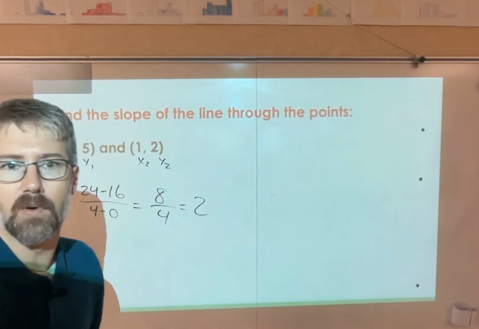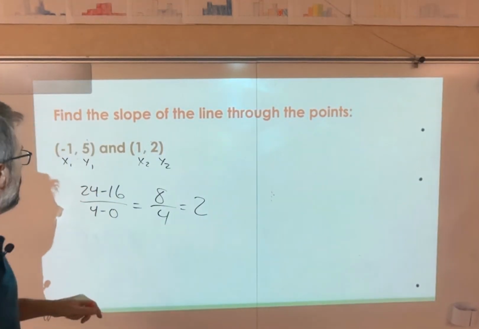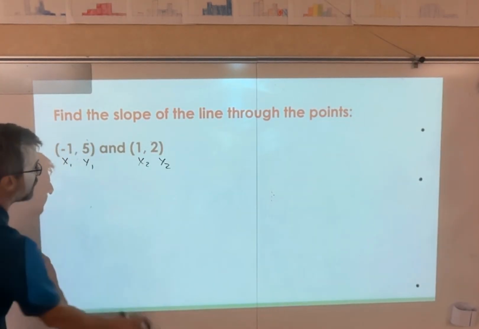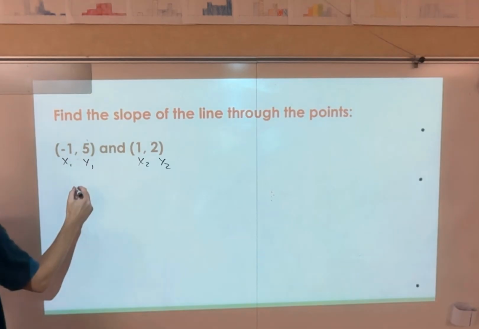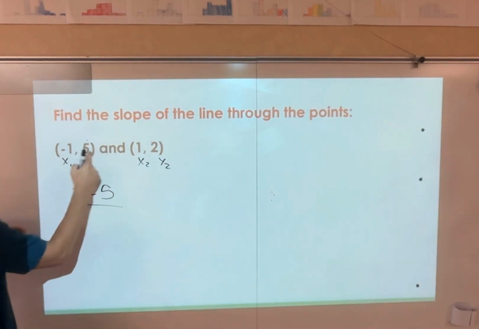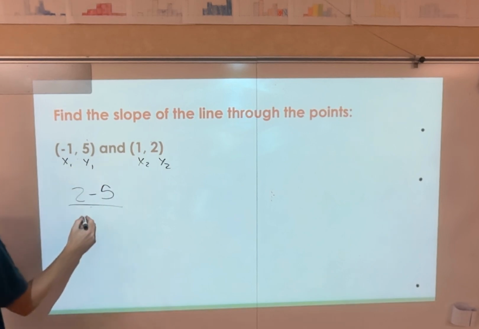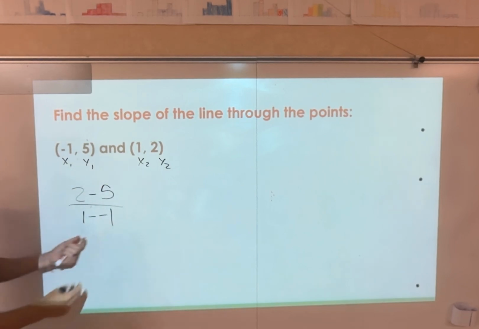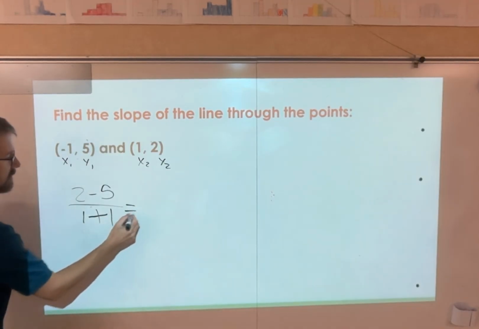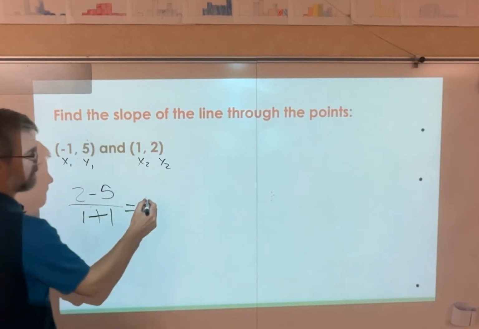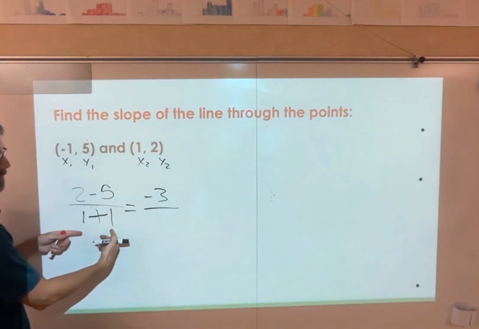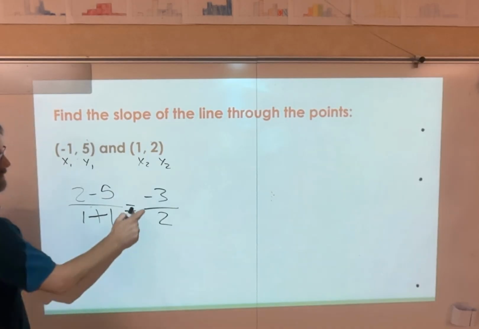All right, one more. Same idea. If you want to pause and try it on your own, go ahead. We've got the difference in y's is going to be 2 minus 5, right? y2 minus y1. Then x2 minus x1, 1 minus a negative 1. What happens when we subtract a negative? It becomes a plus. So 2 minus 5 is negative 3. And 1 minus a negative 1, same as 1 plus 1, is 2. So negative 3 over 2.